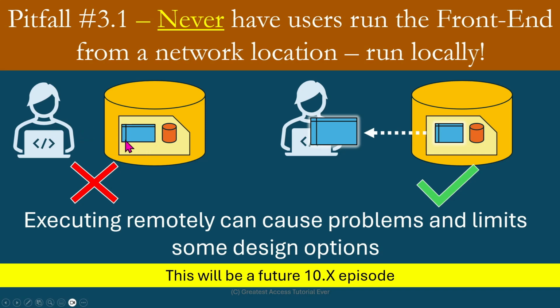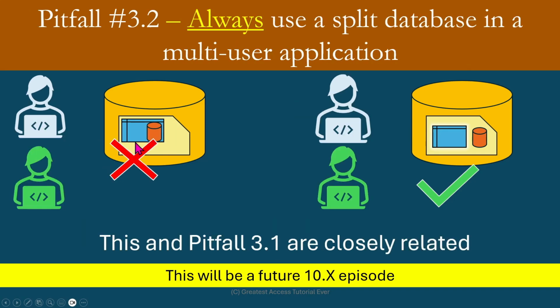And also, if they have a problem or something goes wrong with the front end, they've corrupted it for everyone. So it's just generally a bad idea altogether. Now, related to that is always use a split database and a multi. You basically have to do this. I guess you could have a monolithic database on a network and have everyone use it. That's just a horrible idea. You don't want to do that. You want to have a split database.